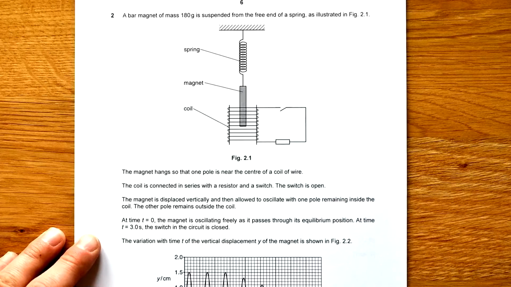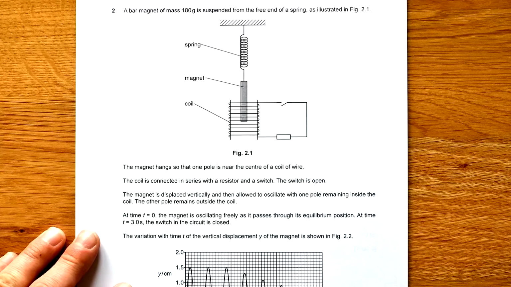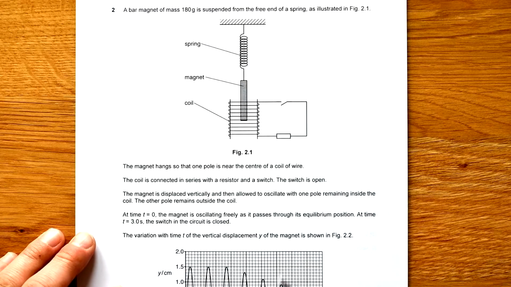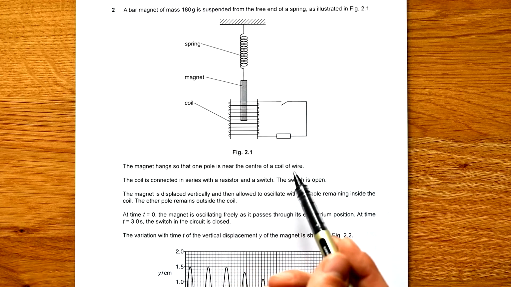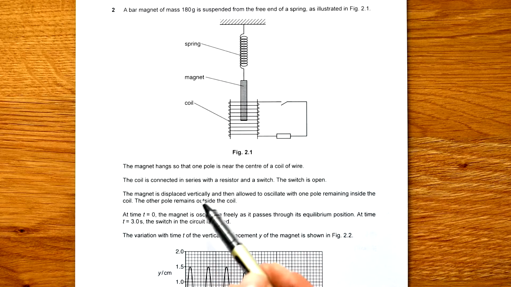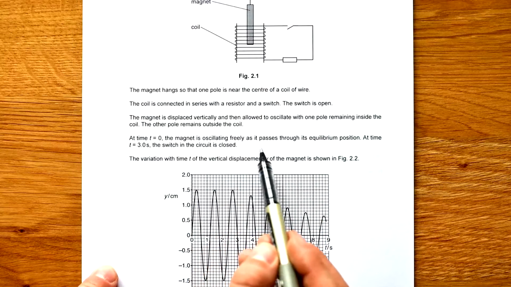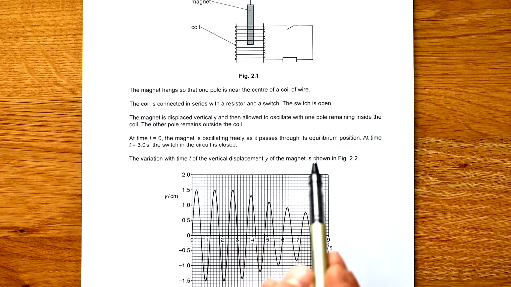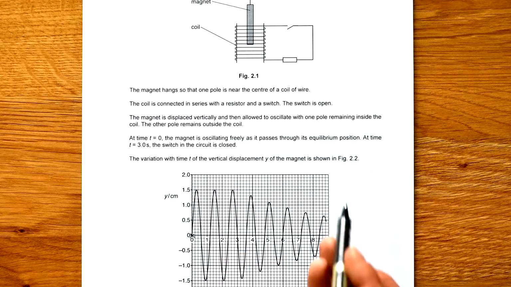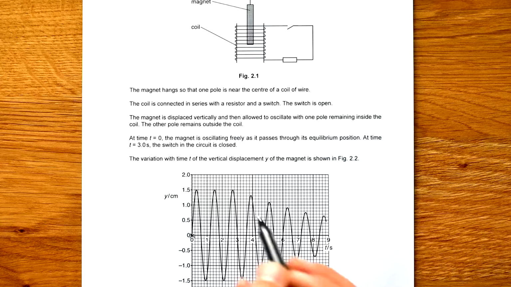2. A bar magnet of mass 180 grams is suspended from the free end of a spring, as shown here. The magnet hangs so that one pole is near the center of the coil of wire. The coil is connected in series with a resistance and a switch, which is open. The magnet is displaced vertically. It's allowed to oscillate. At time t0, the magnet is oscillating freely as it passes through its equilibrium position. We can see that it starts at equilibrium. At time t3 seconds, the switch in the circuit is closed.